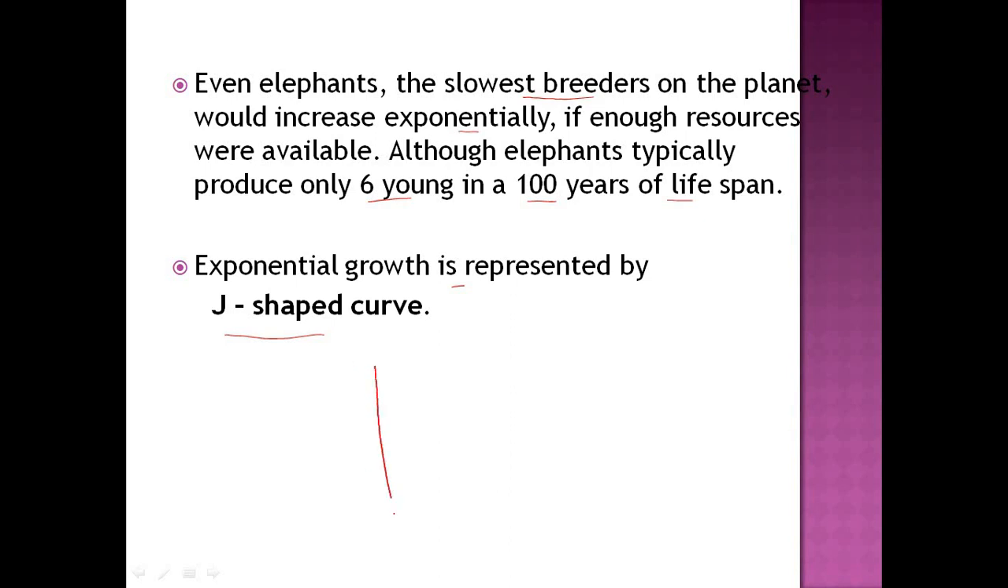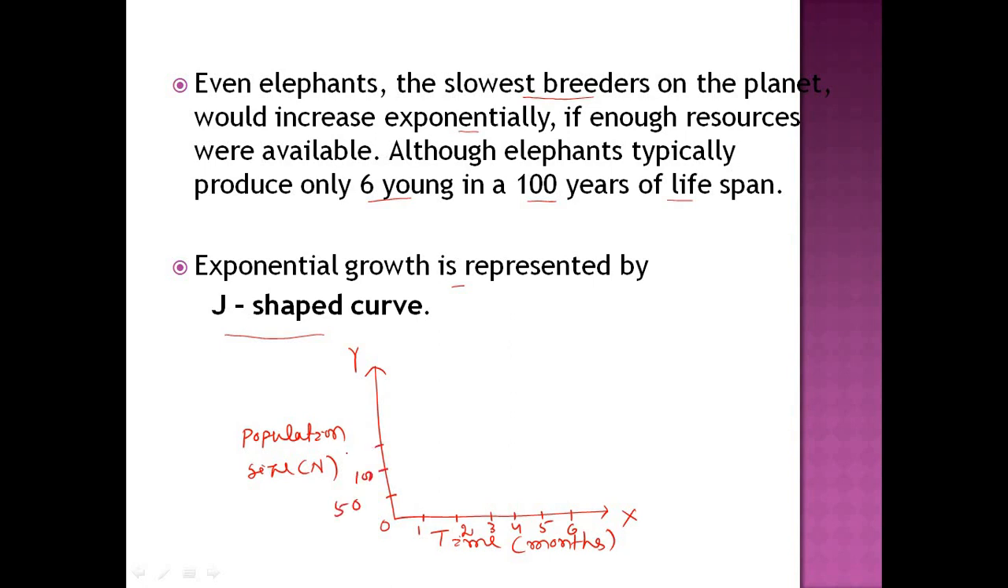This is the graph. If we plot a graph representing exponential population growth, x is time, in months, and y is population size, that is N. Here it is 0, 1, 2, 3, 4, 5, 6 and so on, and 50, 100, 150, 200, 250. If we show exponential growth, it will be J-shaped growth.